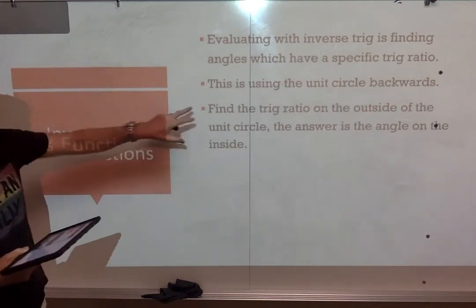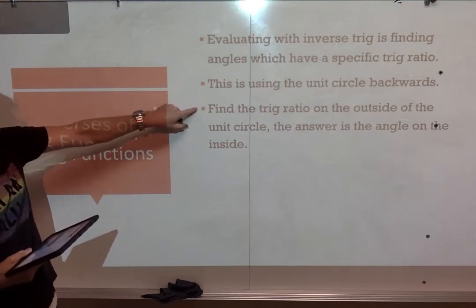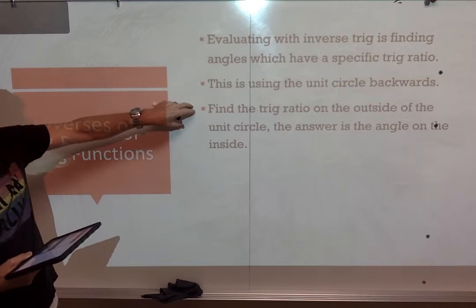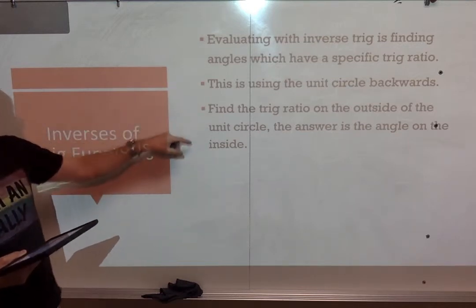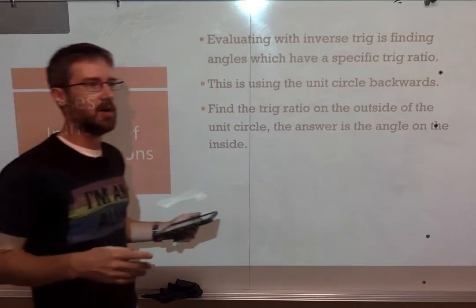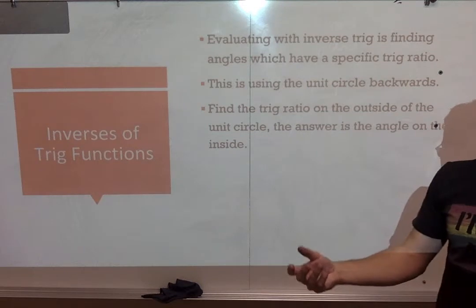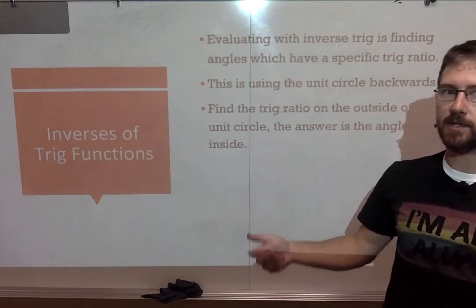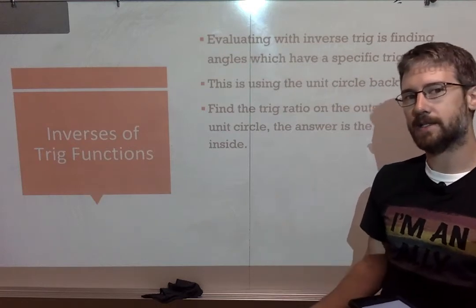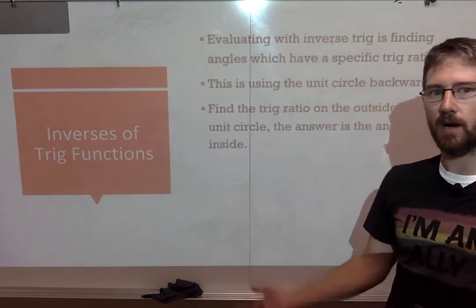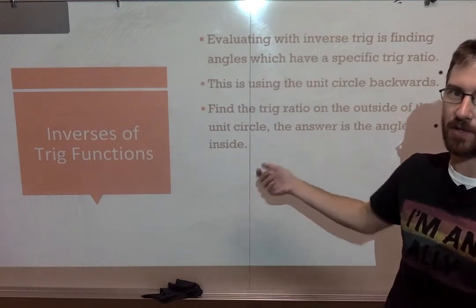All right, so what you're actually going to do is find the trig ratio on the outside of the unit circle in either the xy coordinates or where you wrote all the tangent ratios. And the answer is the angle on the inside. So before we were saying, what is sine of 30 degrees? You would say, okay, sine is the y value at 30 degrees, and you're taking the y value as your answer. Now we're saying, what angle has a sine value of 1/2? And you would find the 1/2 on the outside and get your answer 30 degrees from the inside.